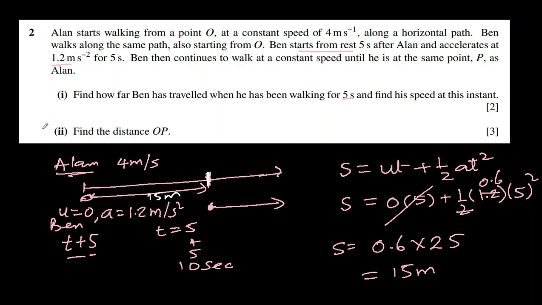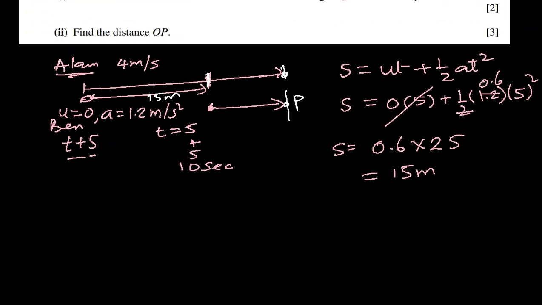All right. Find the distance OP. Now they reach here P at the same time. So we have to find how much difference is the distance between P and where Ben has reached. And Alan might have been somewhere here or here, we are not sure. Let's find out for this one. Because he is moving at a constant speed, it is very easy for us to find how far he went in those 10 seconds. Remember, according to Alan, 10 seconds have passed because Ben started 5 seconds later.